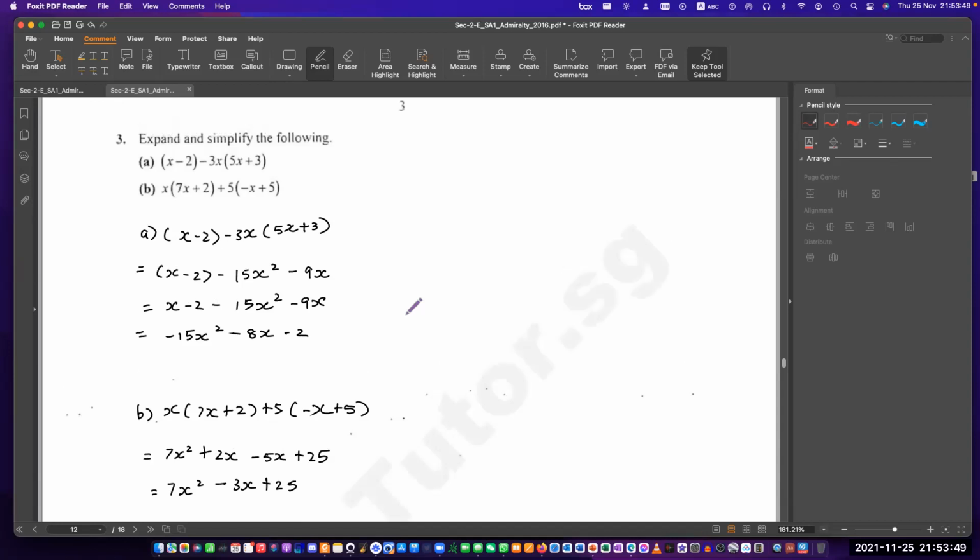Expand and simplify. Okay, expansion is quite easy. This one, this is your first arrow, and this will be your second arrow. So correct. Then so this is x, this is x, so x minus, okay, you get this, then you get this. Okay, correct. So how many terms you have here? First, second, third. So you have 3 terms.